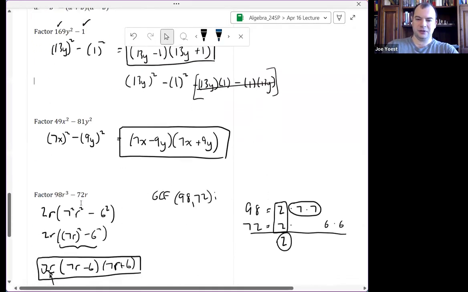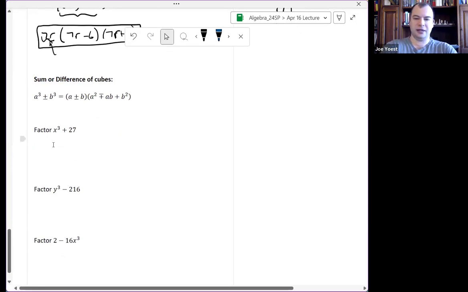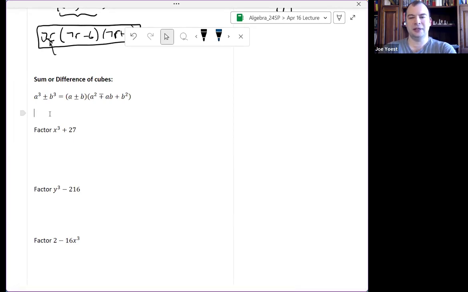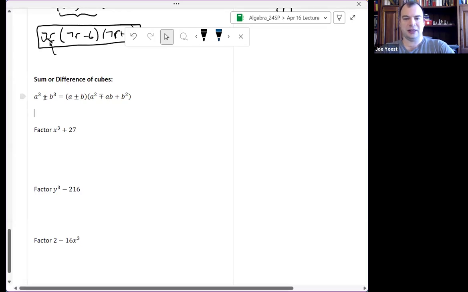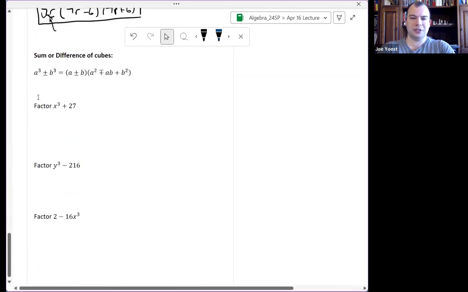Okay, and then in the last few minutes, let's look at the next pattern here, the sum or difference of cubes. So here we have two terms where each term is a perfect cube, perfect third power, and they can be connected with either a plus or a minus. There's not a restriction like in the difference of squares where it had to be a minus connecting them for it to work. We just need to have exactly two terms that are each perfect cubes, and we can factor it.